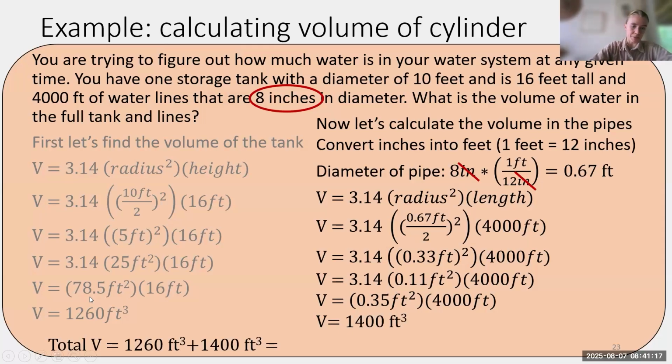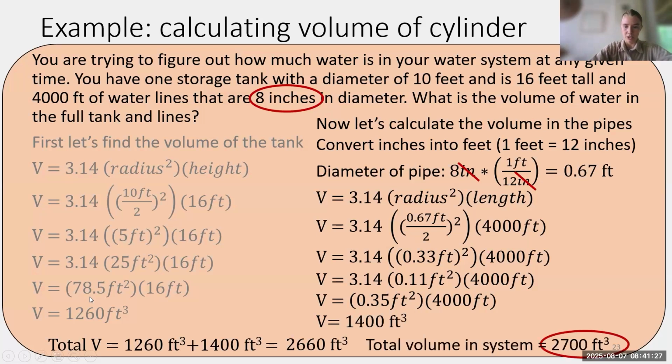So 1,260 cubic feet plus 1,400 cubic feet is going to give us a final answer of 2,660 cubic feet. And we're paying attention to our significant figures, right? So if we're doing that and tracking our significant figures in our answer, let's round up to 2,700 cubic feet total volume in our system.